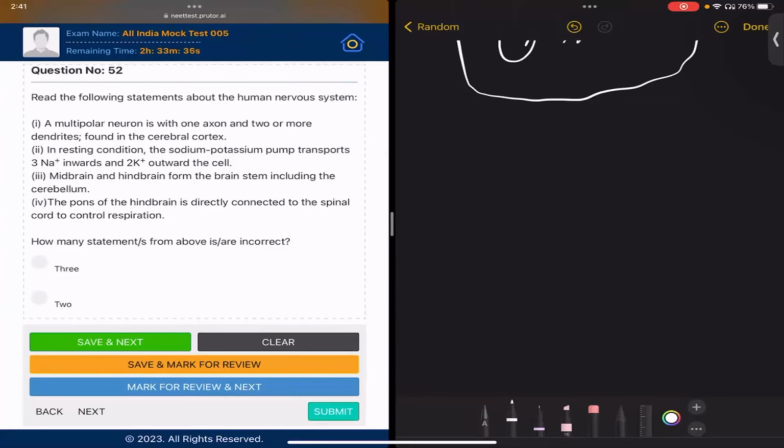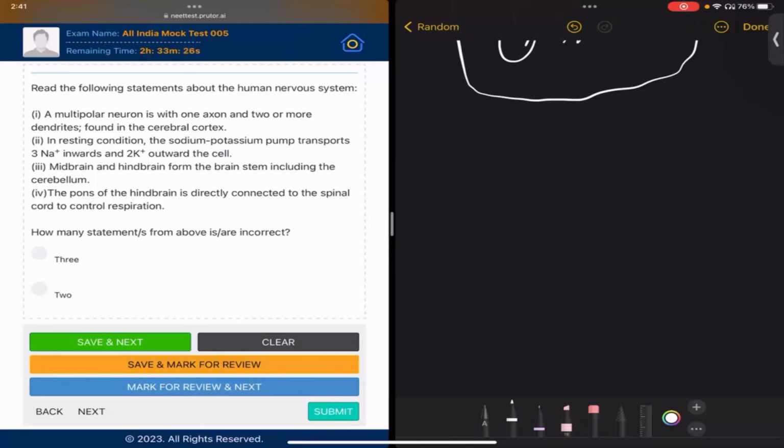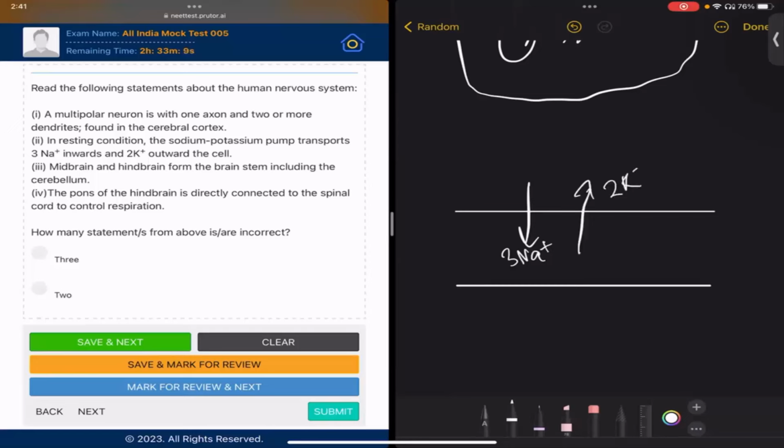ठीक है. मल्टीपोलर न्यूरॉन में एक एक्सॉन होगा और काफी सारे डेंड्राइट्स होंगे. ठीक है. दिस इज करेक्ट. तो नेक्स्ट वन इज रेस्टिंग कंडीशन में सोडियम पोटेशियम पंप जो है 3 सोडियम को अंदर, 2 पोटेशियम को बाहर करता है. ऐसा नहीं है एक्चुअली में. मतलब एक बार देख लेते हैं हम लोग कैसे सही है कि गलत है. 3 सोडियम को अंदर करता है एंड 2 पोटेशियम को बाहर करता है.